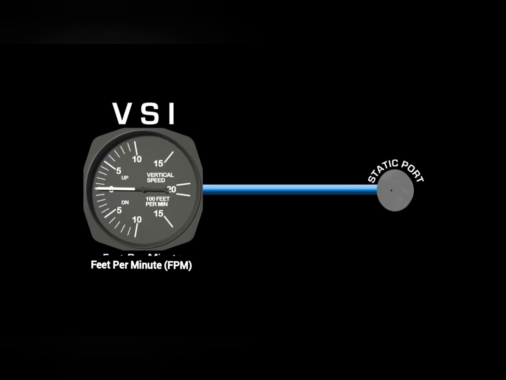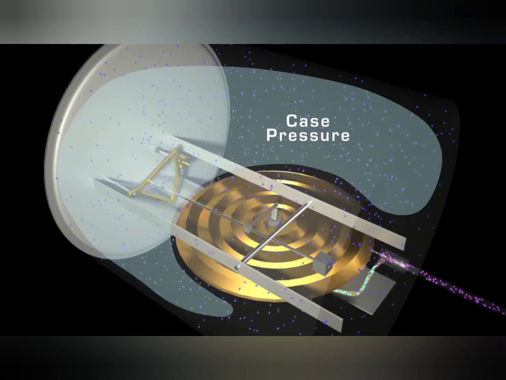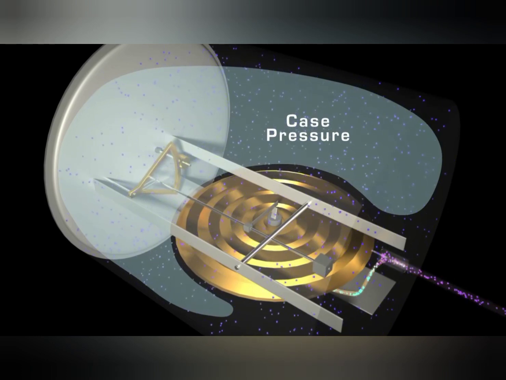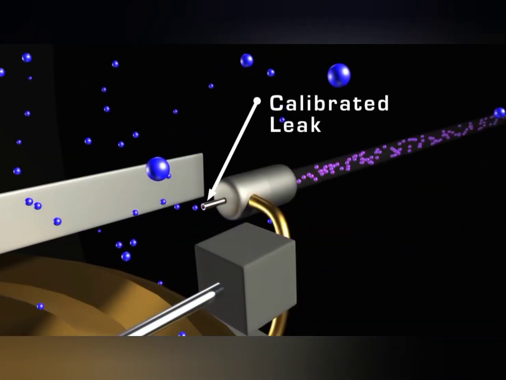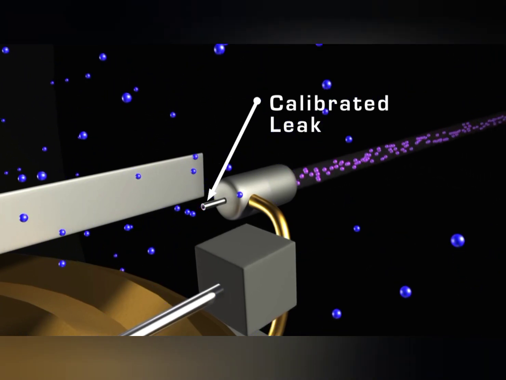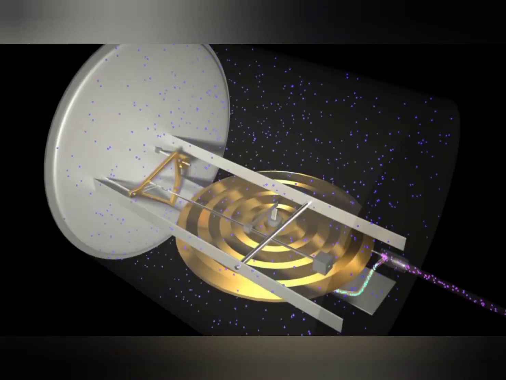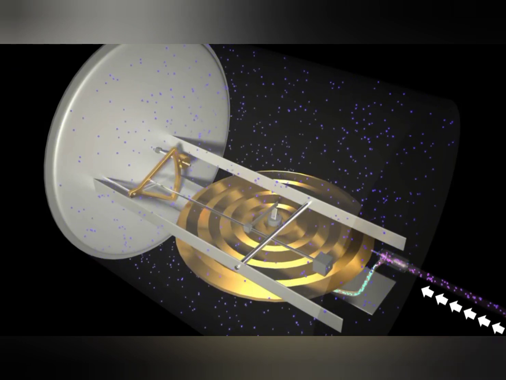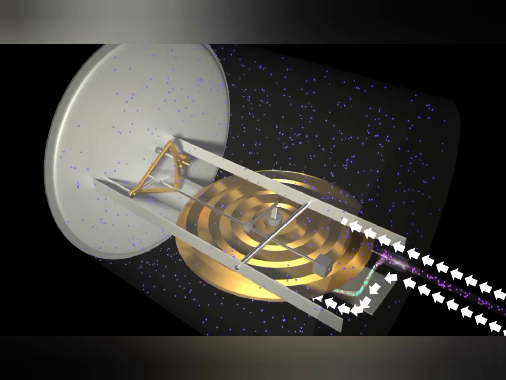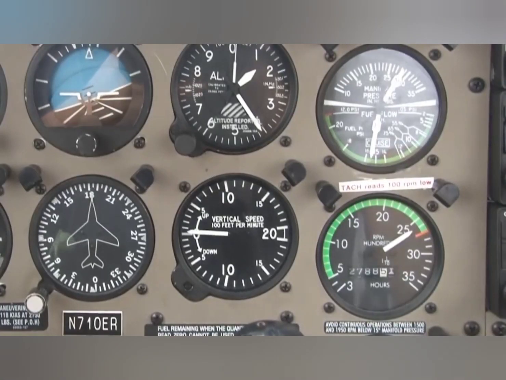The VSI works by measuring and comparing the static pressure inside an expandable capsule to the metered static pressure outside of the capsule. The pressure inside the capsule changes very quickly as the plane climbs or descends, while the pressure outside of the capsule changes very slowly due to the metered leak. During climbs and descents, the capsule compresses or expands, respectively. The pressure difference is measured and linked to the pointer, where it's depicted on the instrument face.